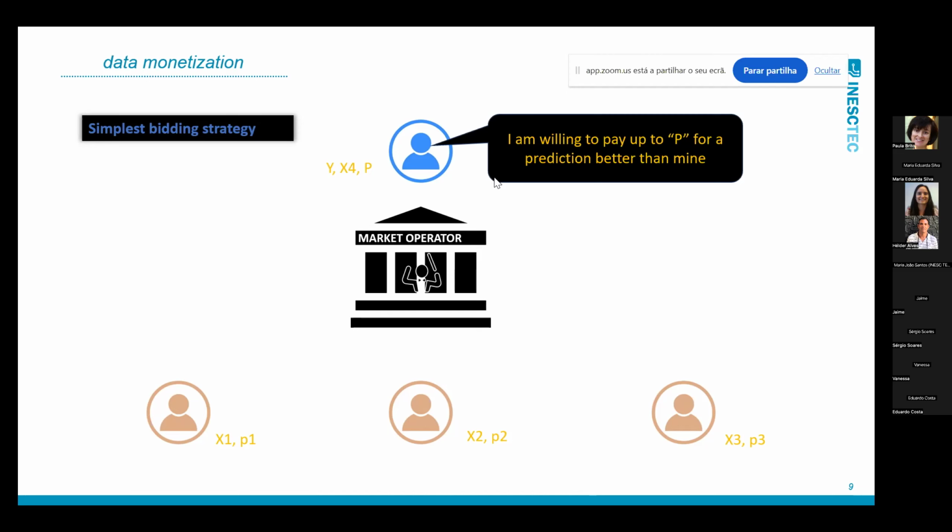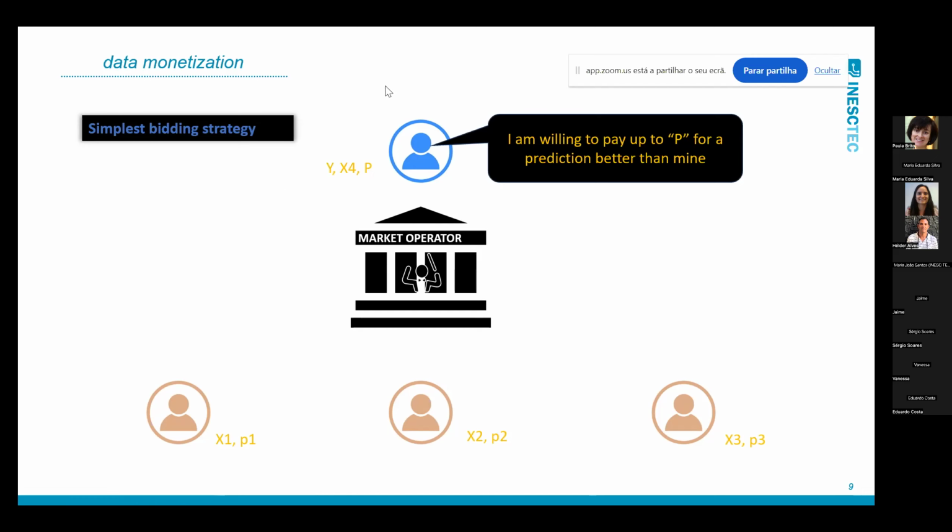And their rationale is, I am able to pay up to P for a prediction better than mine, because he already has a local feature, he has a target, so he can construct a model, and he wants to acquire data from the others only if the prediction is better than the one that he already has with local data.